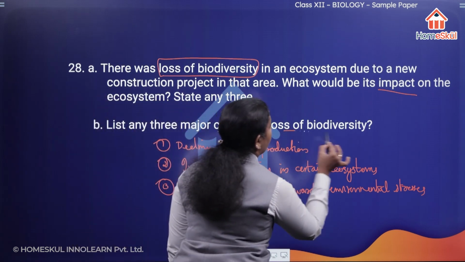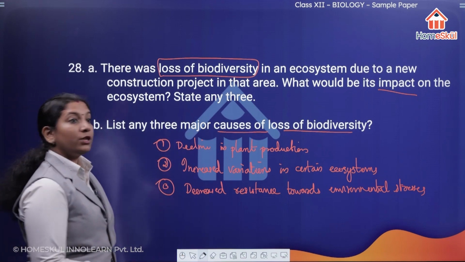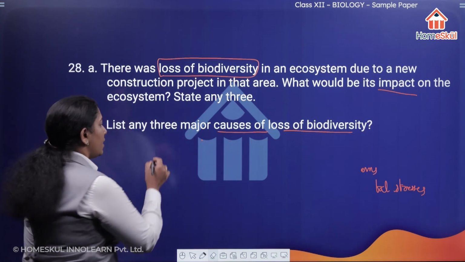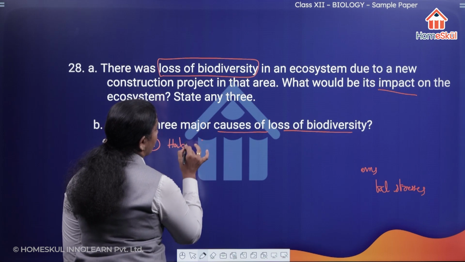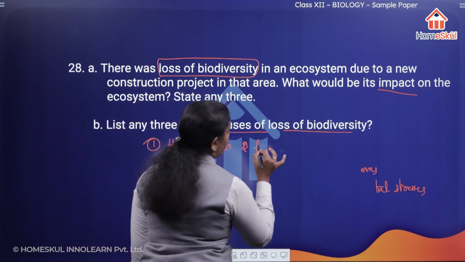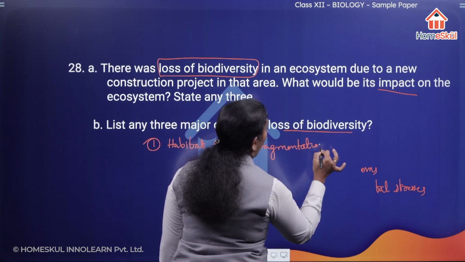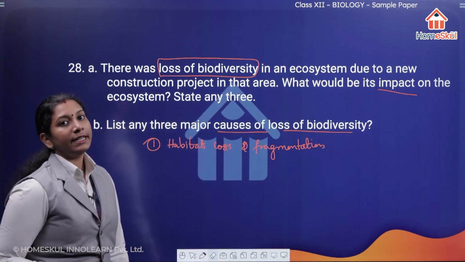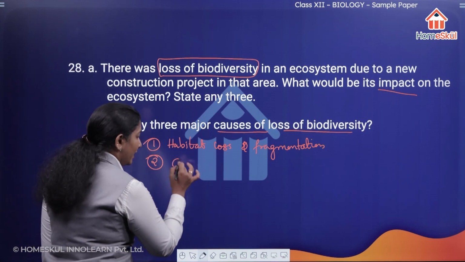The causes of loss of biodiversity. What are the major causes? You know that obviously habitat loss and fragmentation. That is the main cause of concern, right? So the first cause of loss of biodiversity is habitat loss and fragmentation. Then over-exploitation of certain species that already exist in that area. That is also the second cause of concern, right? So, over-exploitation.